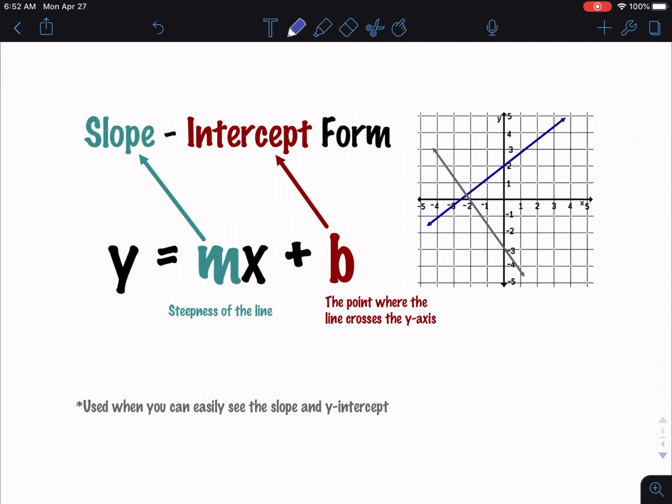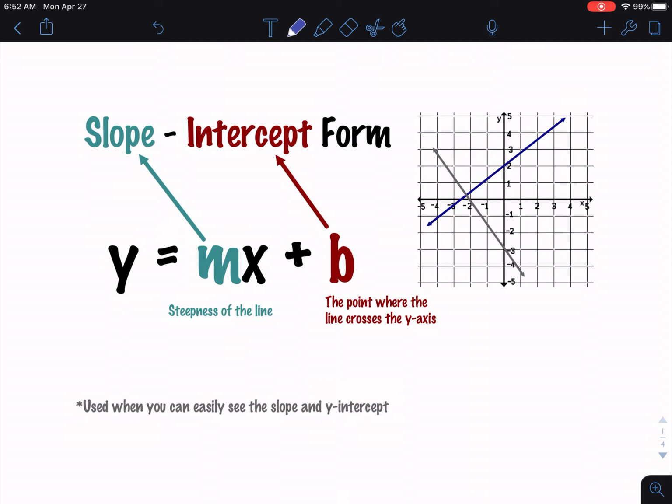In this video, we're going to talk about the most common form of a linear equation, which is slope-intercept form. Slope-intercept form follows y equals mx plus b, where m stands for the slope, which is the steepness of the line, and b stands for the y-intercept, which is the point where the line crosses the y-axis.